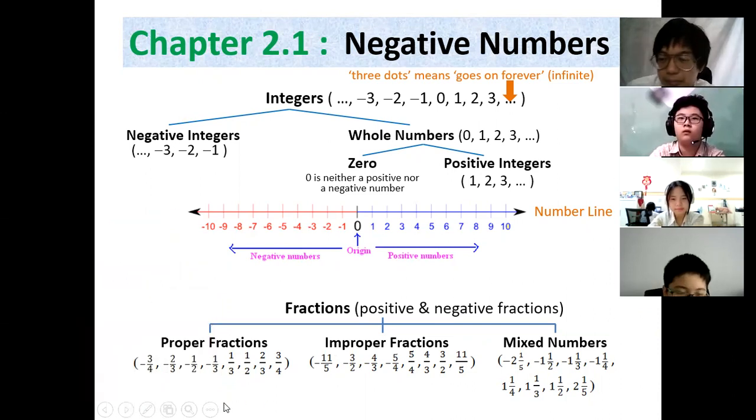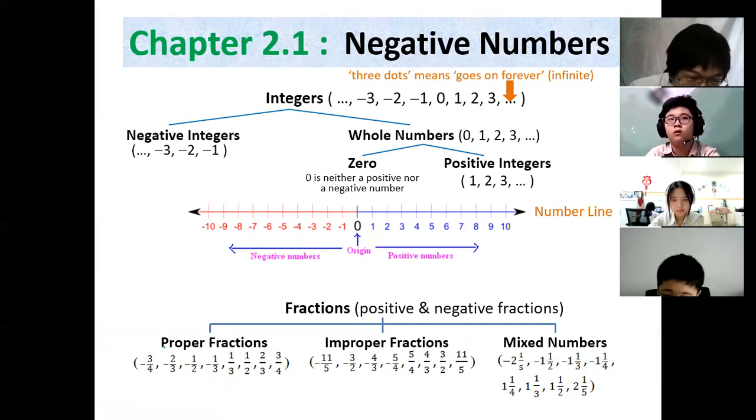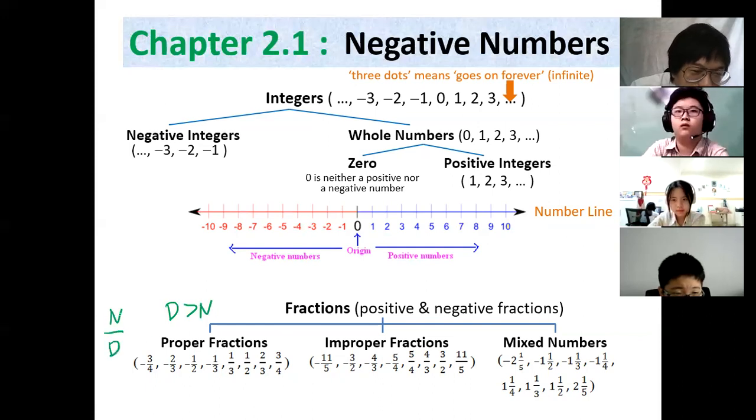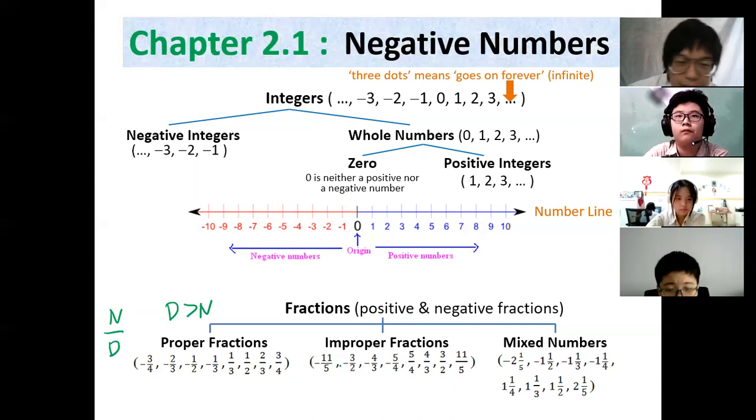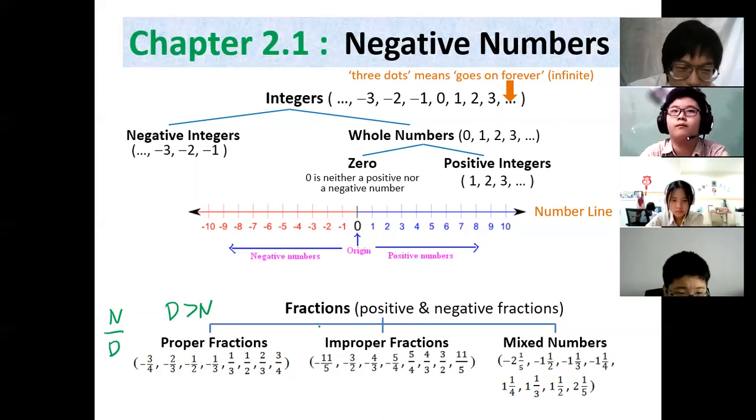What is the difference between proper, improper, and mixed? Okay, a proper fraction means the denominator is more than the numerator. The N over D from before: N is smaller, N is less than the bottom part, right? So you cannot change this into a mixed fraction at all.